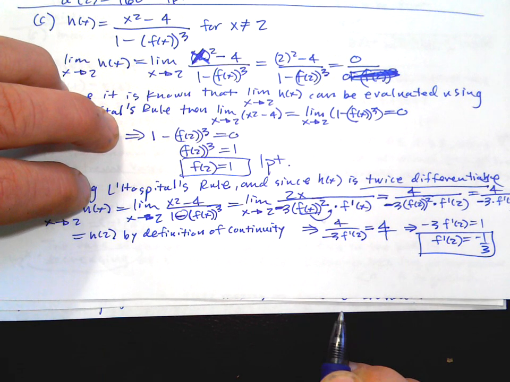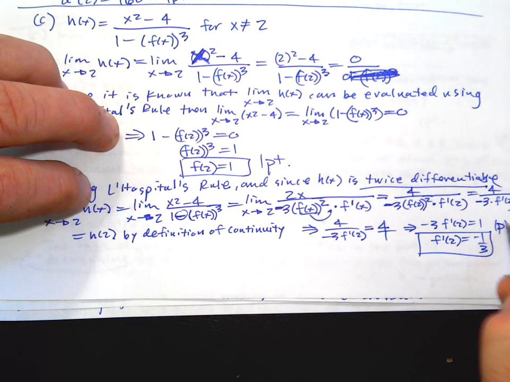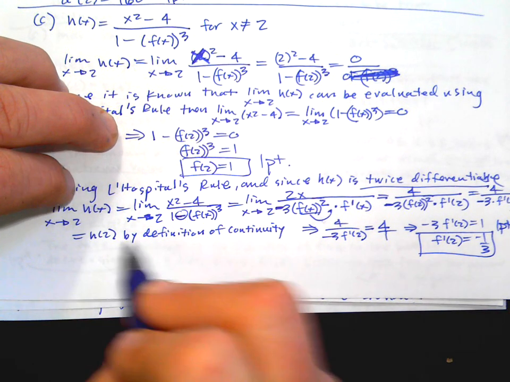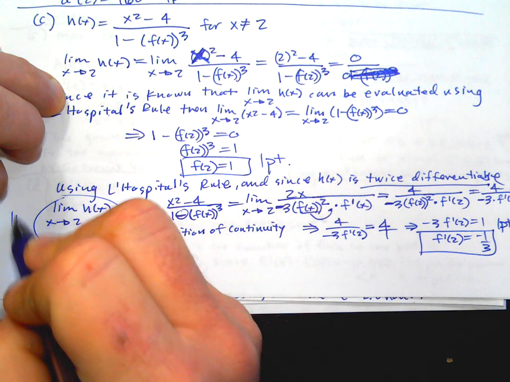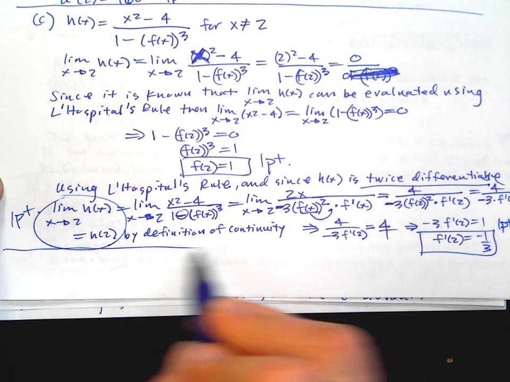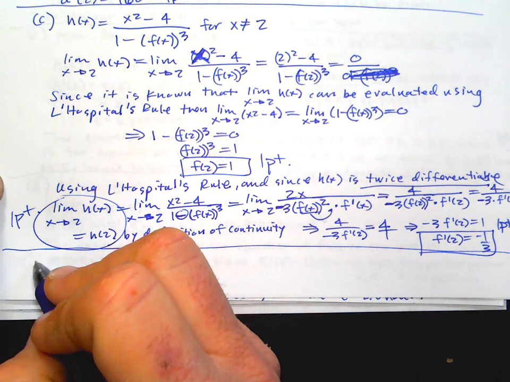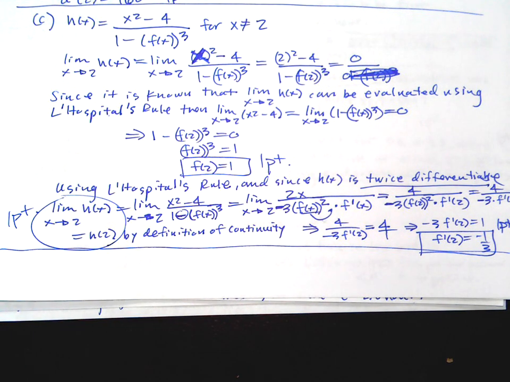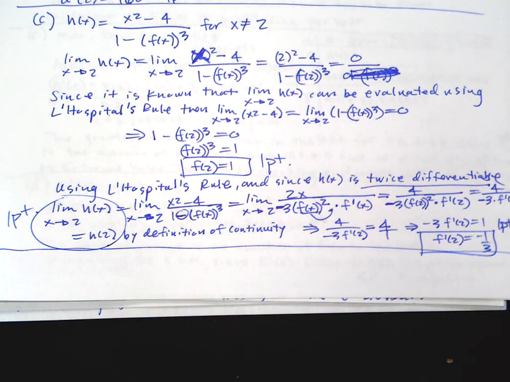So that's another point. And then the fact that you set these equal to each other, definition of continuity, that was a point. So that was definitely a tough problem. Now on to the last part, part D. Part D is tough also.